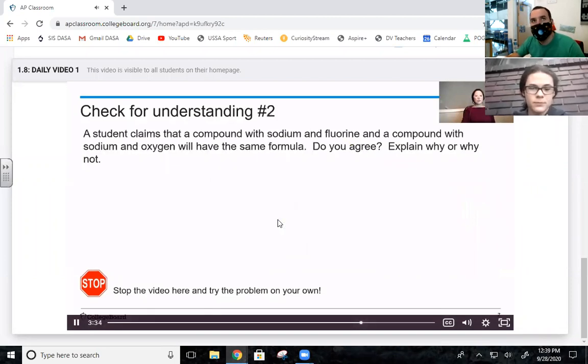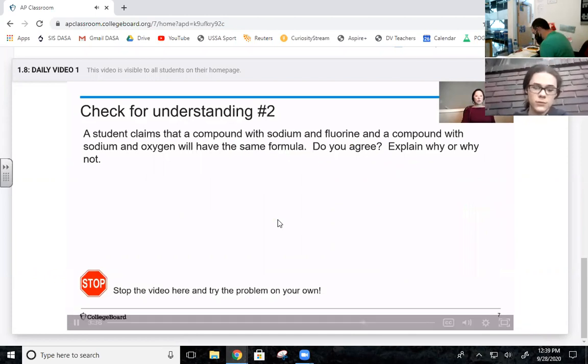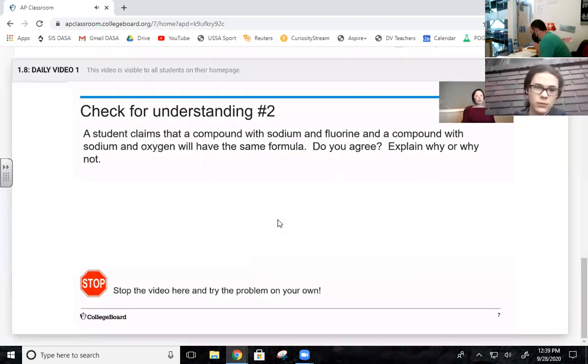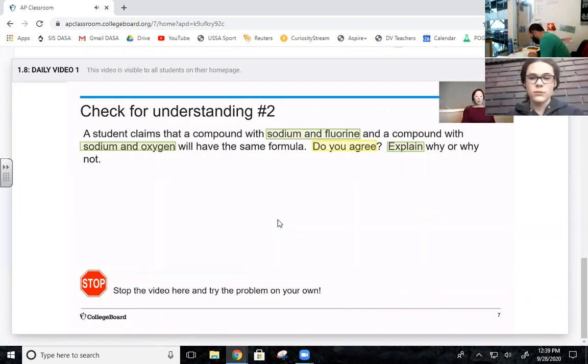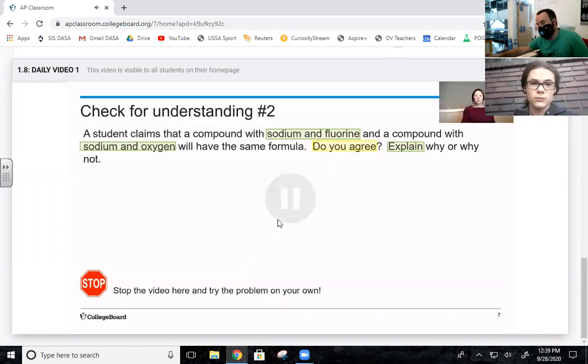The second question: a student claims that a compound with sodium and fluorine and a compound with oxygen and fluorine will have the same formula. Do you agree? Explain why or why not. Like many of the questions that we've answered before, this question requires you to do two things. You need to state whether you agree or disagree, and then explain why you feel this way. So again, press stop, answer the question, and press play when you're ready to continue. Okay.